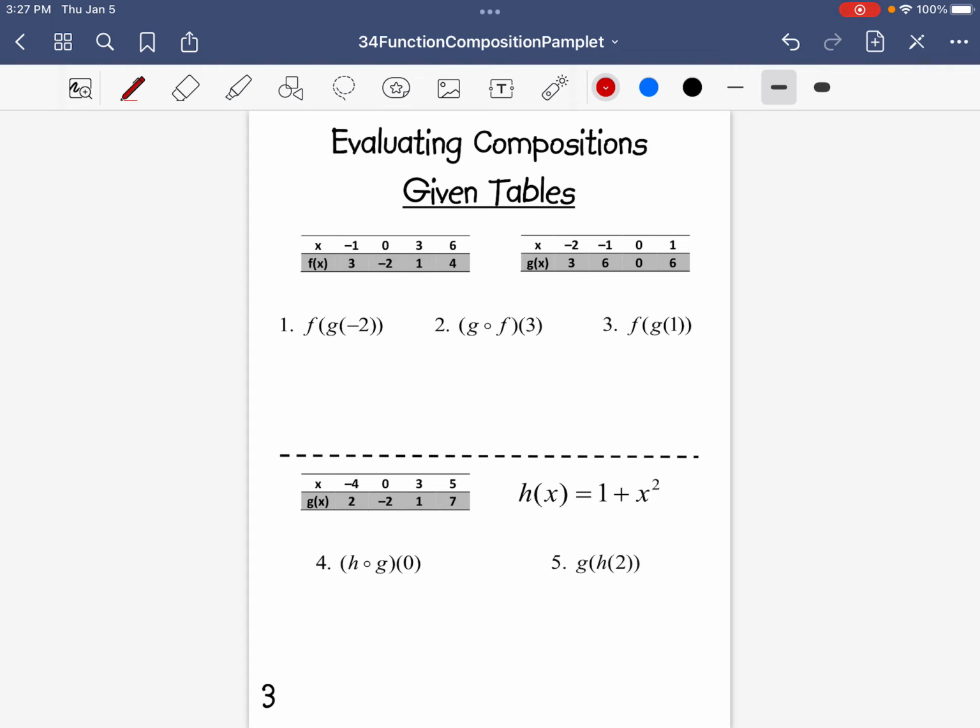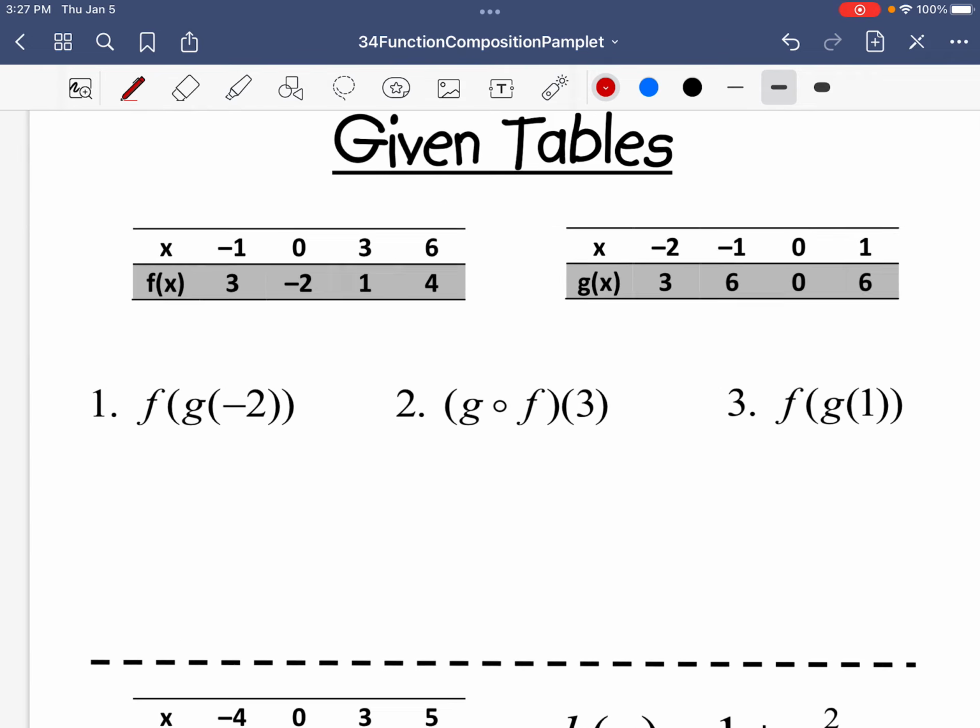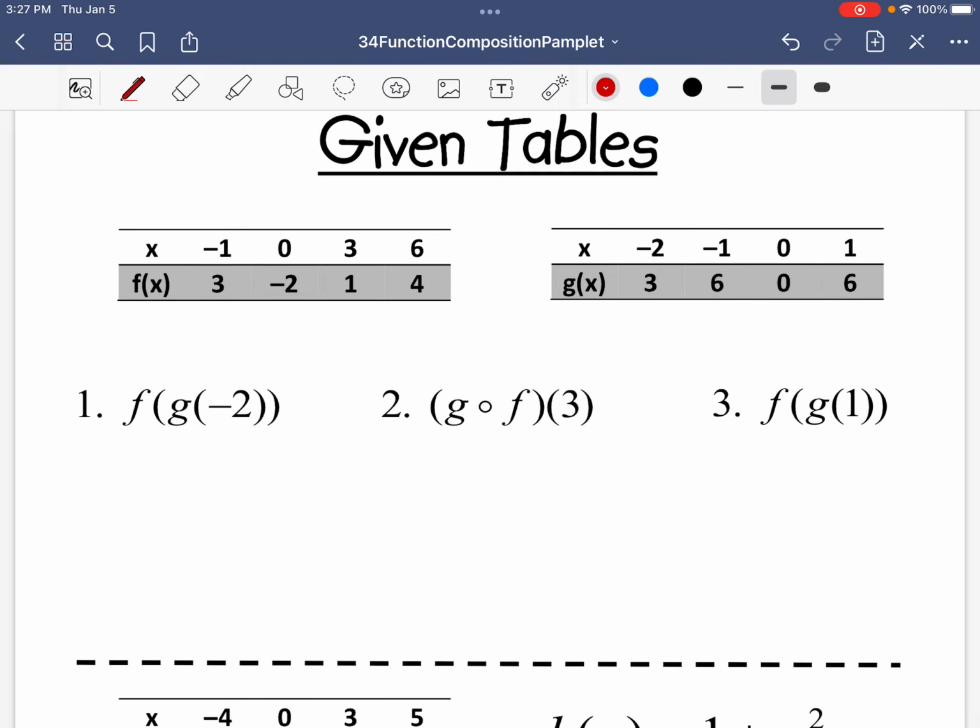Now we can also do this idea of plugging in with different sort of givens. Just like the other day, we might be given a table. And so if I'm asked to try to do f of g of -2, I want to first do the g of -2. When I do that first, that's going to cause me to go over to this table, make sure I realize that -2 is the x value. So I got -2, and then my actual value of this comes out to be 3.